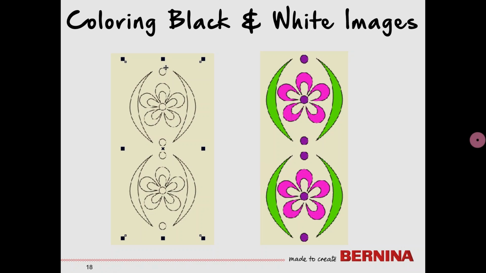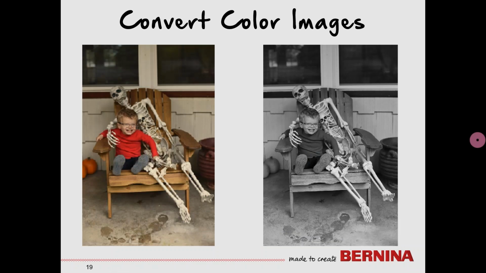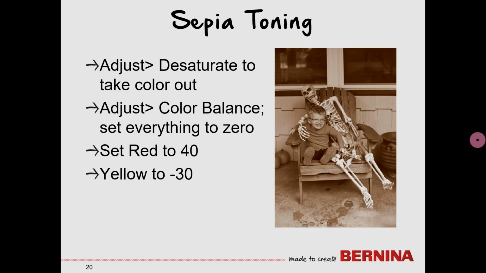Another exercise we're going to be doing is learning how to color black and white images. And once they get colored, you can then convert these images to embroidery. You can also take a color image and turn it into black and white. And I'll show you how to do this. And you can take that image and also add a sepia tone to it. So we'll learn about how to do that.